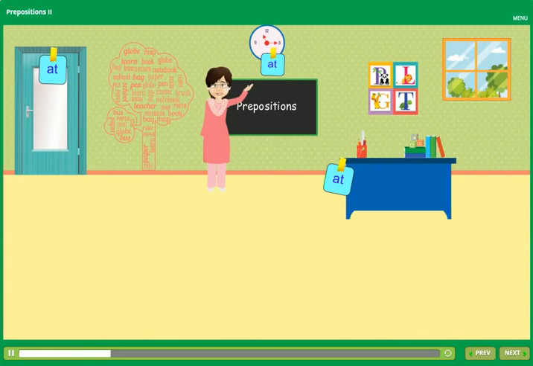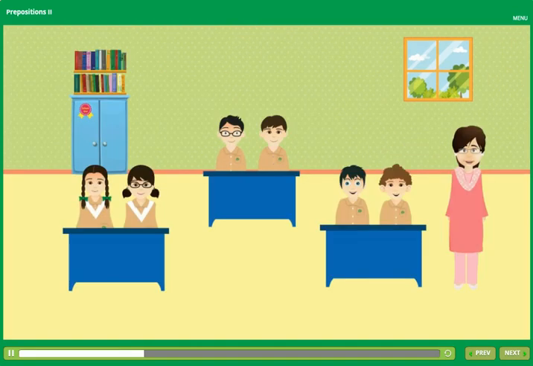We use at when we want to talk about exact time. For example, English class starts at 11:15. When does your school start? 7 o'clock. Good. Our school starts at 7 o'clock. Ask your students when they wake up, when they eat lunch, etc., and help them make sentences using the word at.